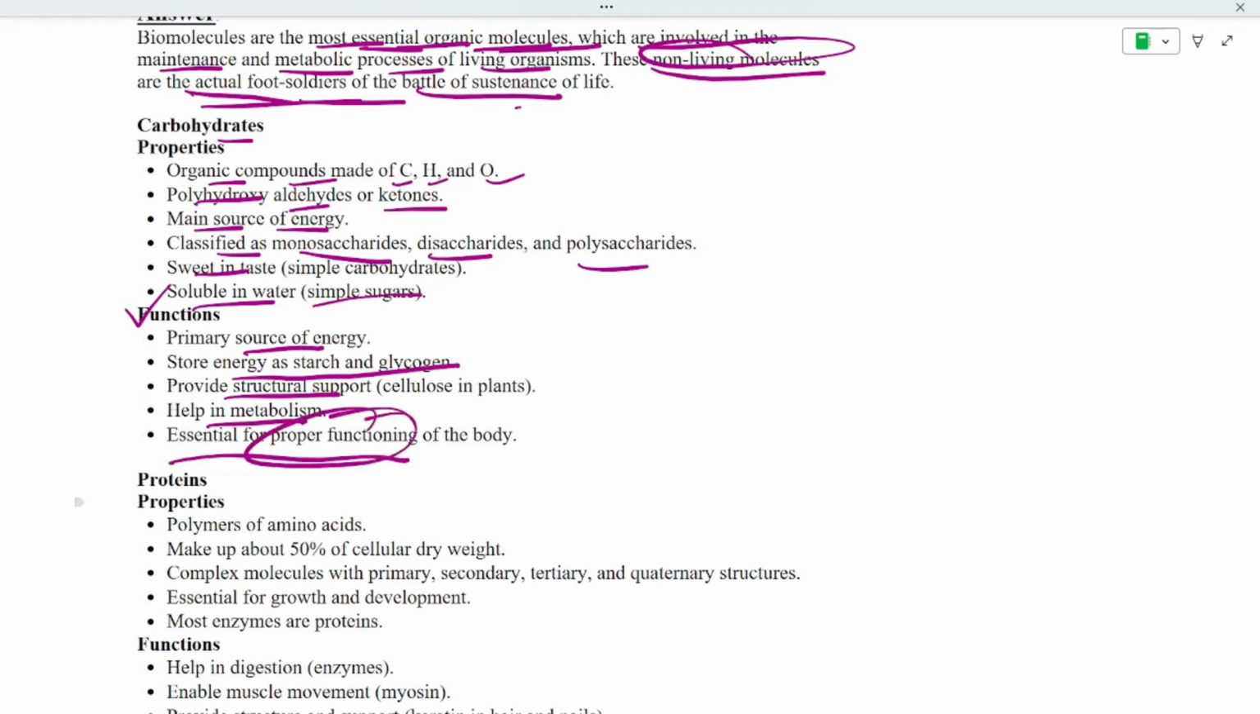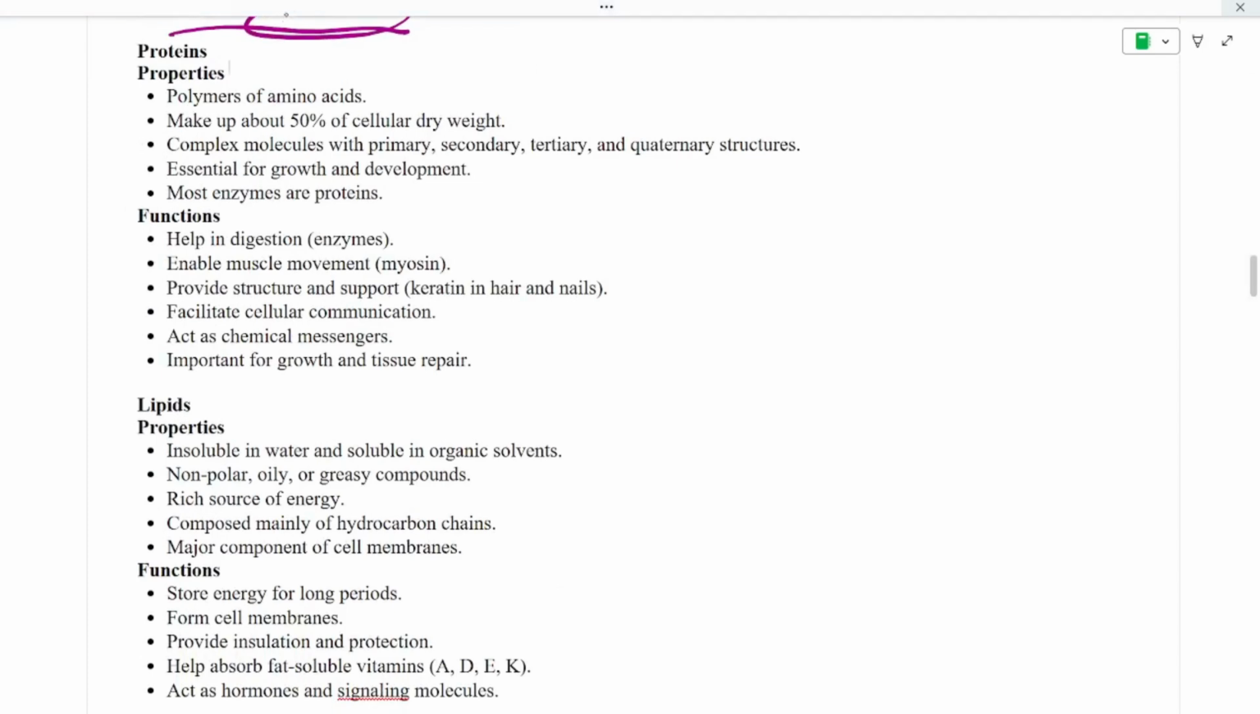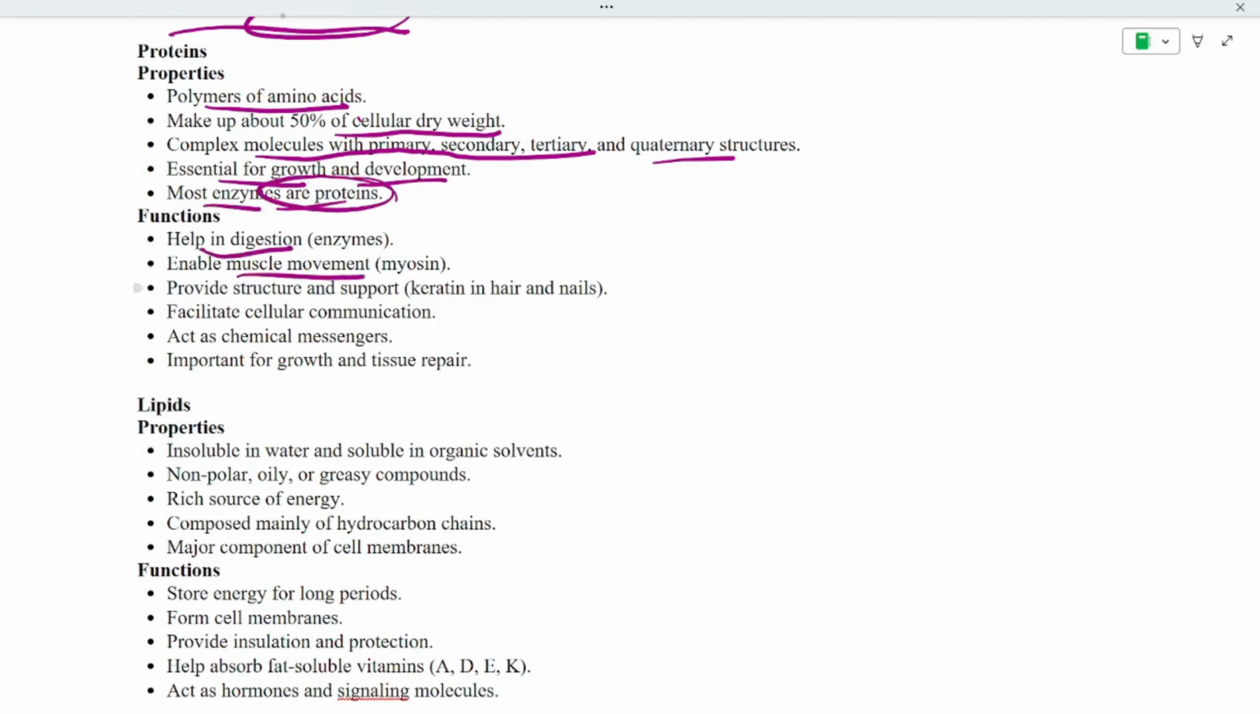Okay. Next, if you come to proteins, proteins are polymers of amino acids. They make up to 50% of cellular dry weight. Complex molecules with primary, secondary, tertiary and quaternary structures, and they are essential for growth and development. Most enzymes are proteins. Okay, it mainly helps in digestion, muscle movement, and structure and support. And next is cellular communication, acting as chemical messengers, and it is important for growth and tissue repair.